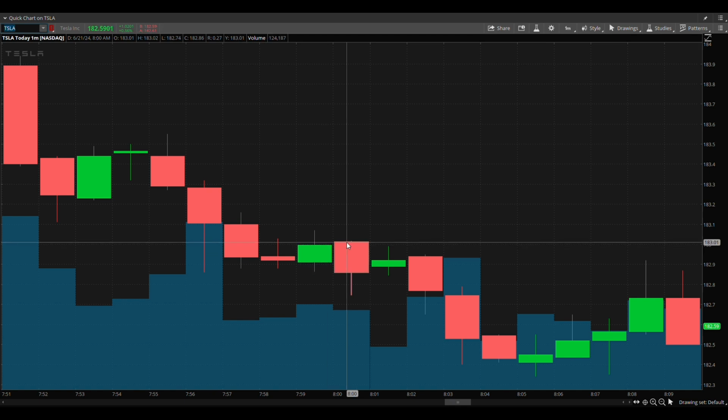The red one started at the top of the candle. It went up a little bit at some point within this 1 minute time span between 8 and 8:01 a.m. It went down all the way here to the bottom of this wick and came back up to here, and that's where it ended because it is red. That means it ended here.